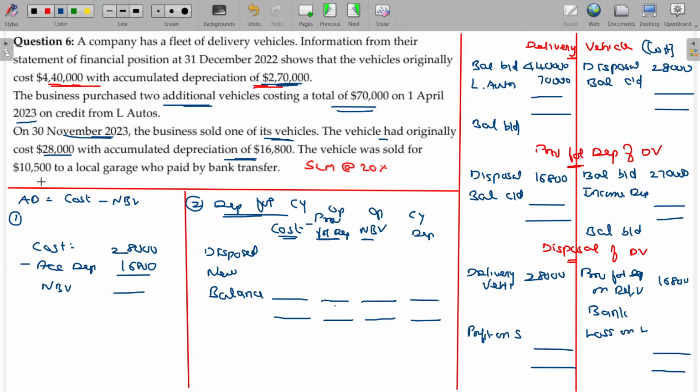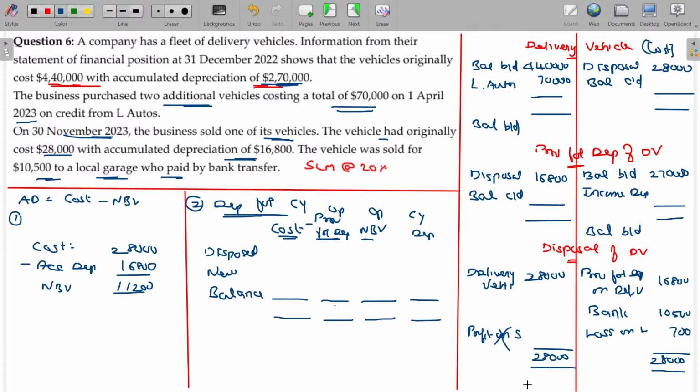The vehicle was sold for 10,500 sale value. We collected the 10,500 from a local garage, which paid by bank transfer. Now what is the net book value? I think 11,200 is the net book value. So if I tally the disposal account, I get the higher value on the debit side, meaning there will be a loss on sale on disposal, this value being 700.